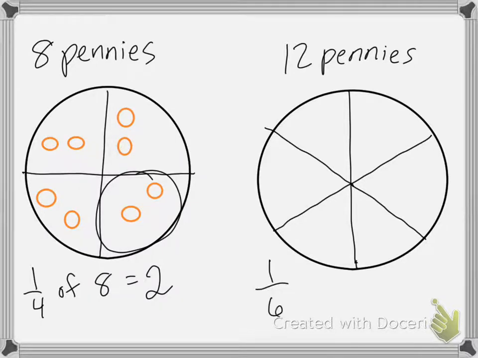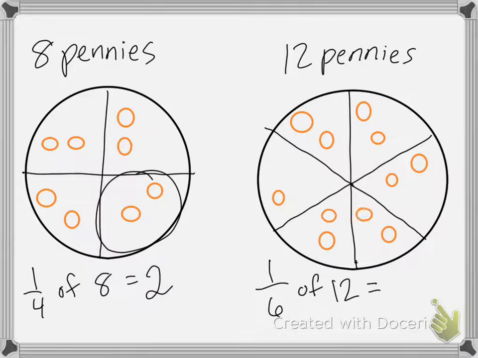Now 12 pennies, and I can divide this into 6. So this is going to be 1/6 of 12 pennies. Let's see what it equals. So I have to separate the 12 pennies. 1, 2, 3, 4, 5, 6, 7, 8, 9, 10, 11, 12. So 1/6 of 12 pennies equals 2.